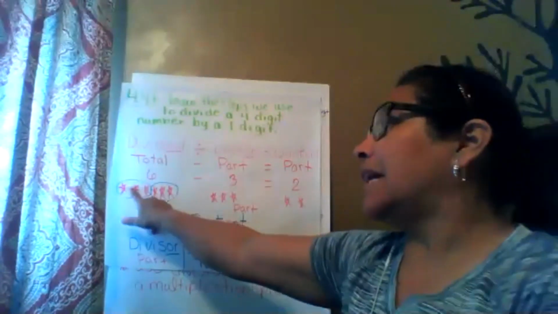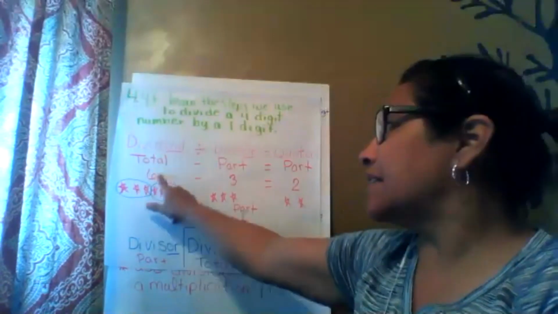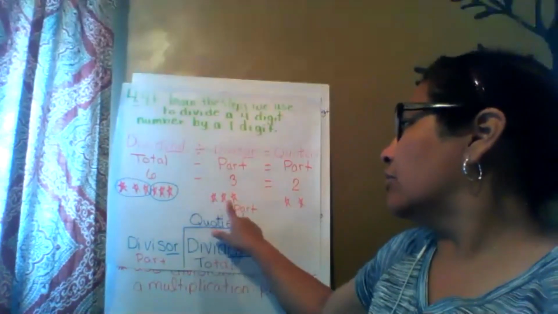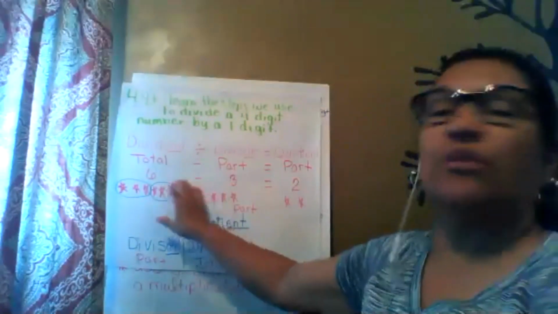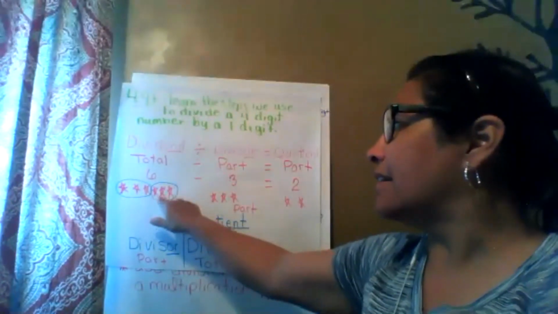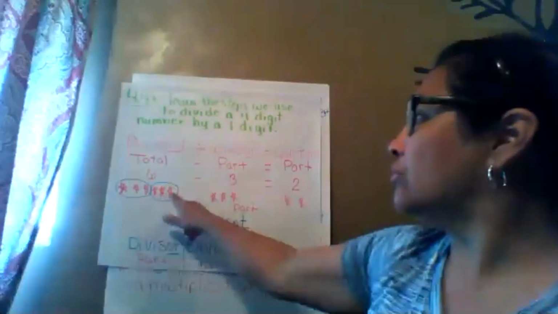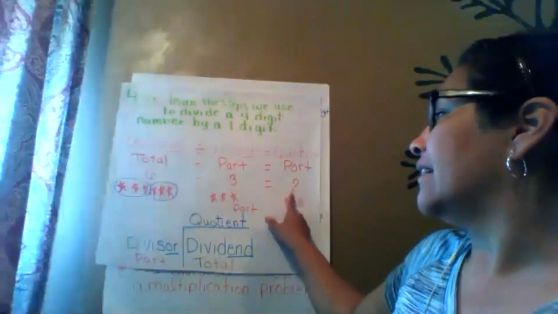Here I kind of made little stars to represent 6 and then 3. Of course, you have to divide 3. How many times can 3 go into 6? So I counted them off, and it would go 2 times, and so that's how you got it.